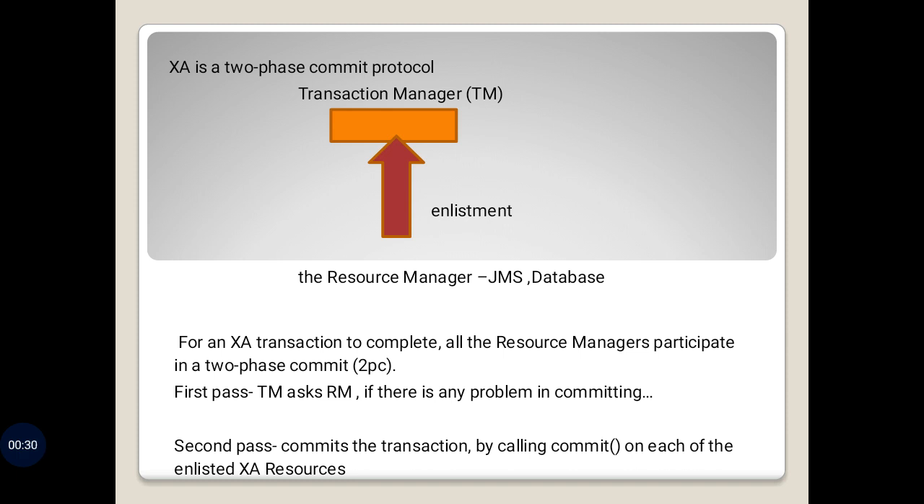That means it involves two phases where your transaction manager and the resource manager participate in a transaction. The transaction manager, in the first phase, asks its resource managers whether there is any problem in completing this particular transaction. If the resource managers are okay with the transaction, they accept it and commit in the next phase. That is done by calling the commit function on each of these XA resources.